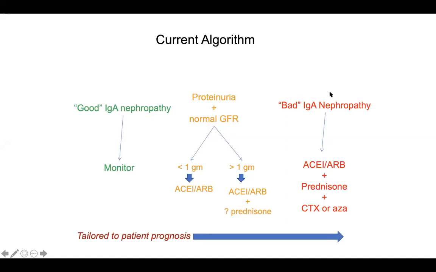And then there are those rare patients, the bad IgA nephropathy. Remember, this is less than 5%, but it can present like nephrotic syndrome. It can present like RPGN. And for those, the patients usually need a steroid plus a cytotoxic agent.